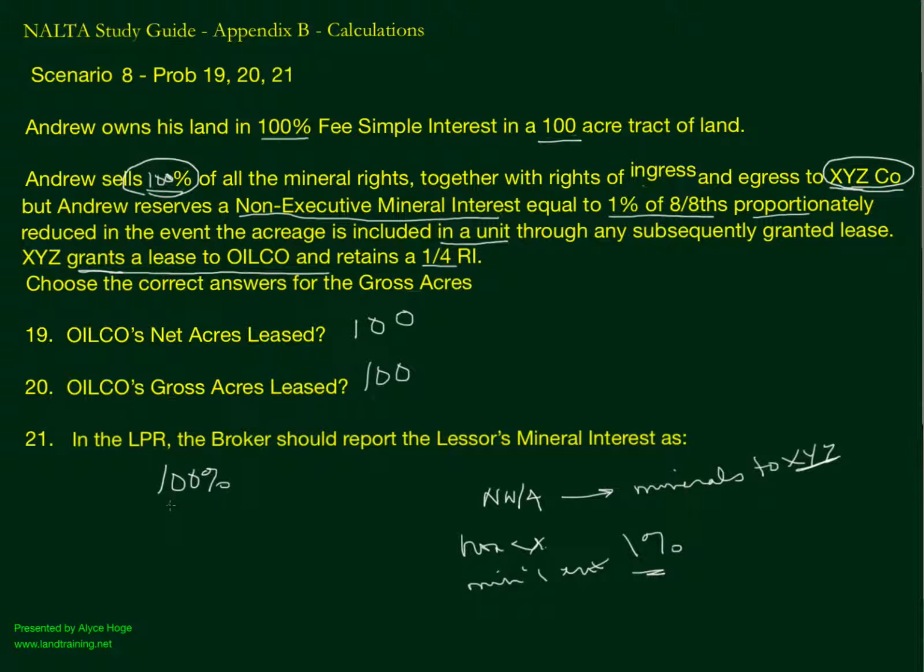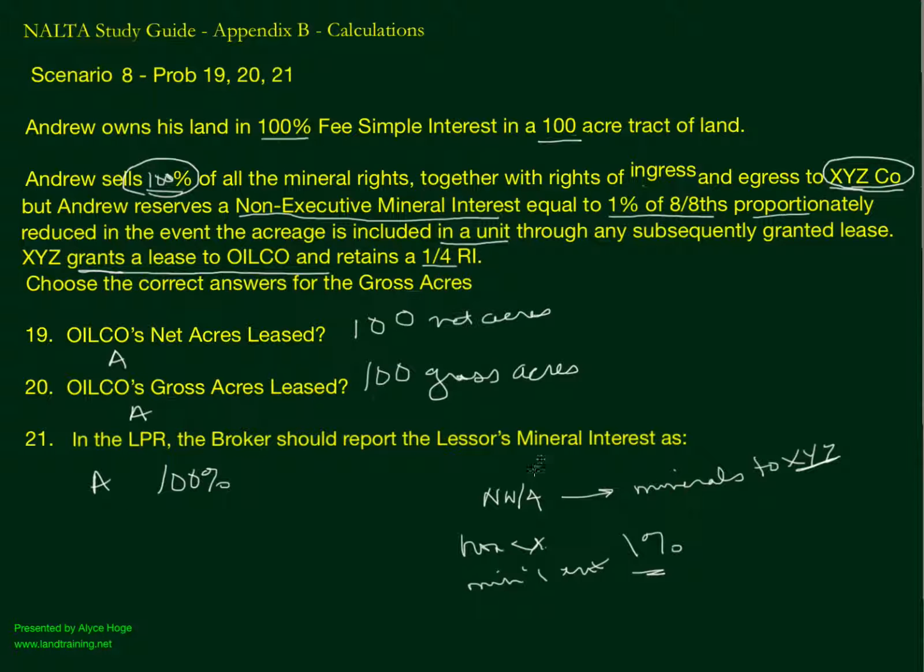So if we're looking at the problems, question number 19 is going to be A, 100 net acres. Oil Co's gross acres is also going to be A, 100 gross acres. And then the LPR is also going to show this as a 100% mineral interest. And so that is going to be answer A. We've got a lot of A's going here.